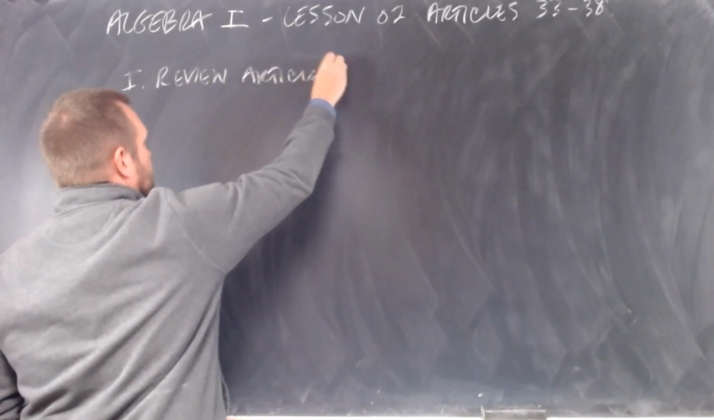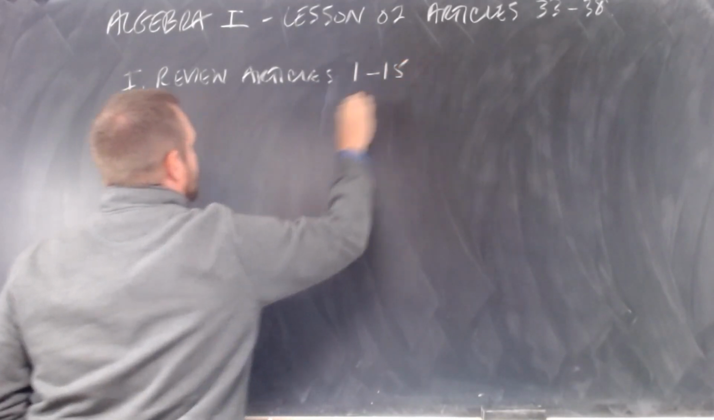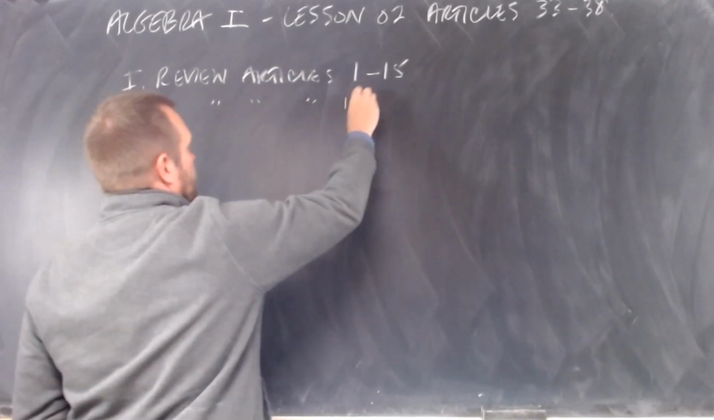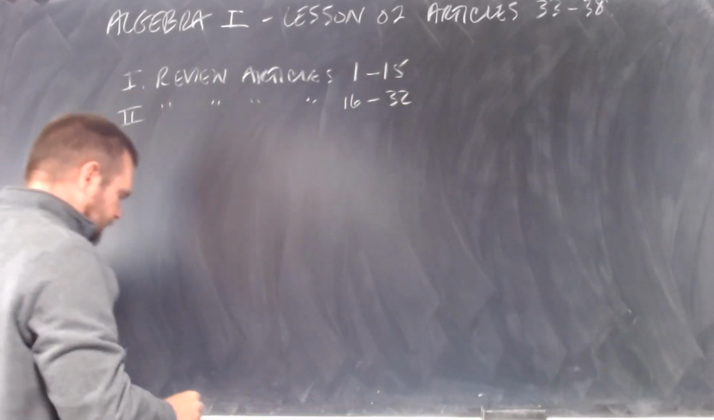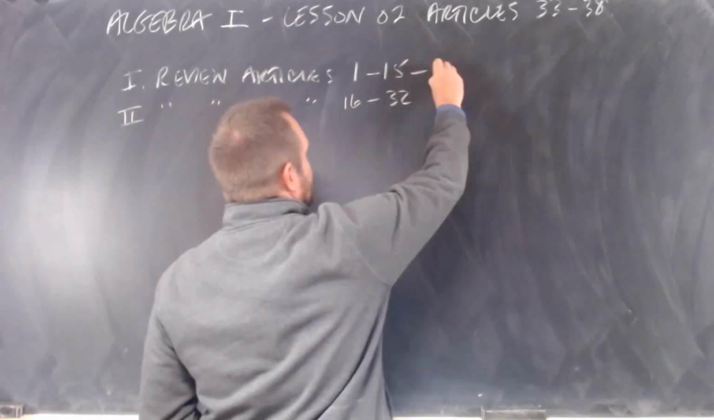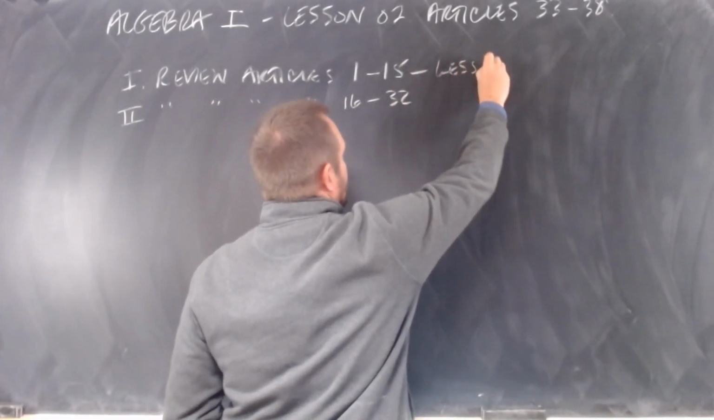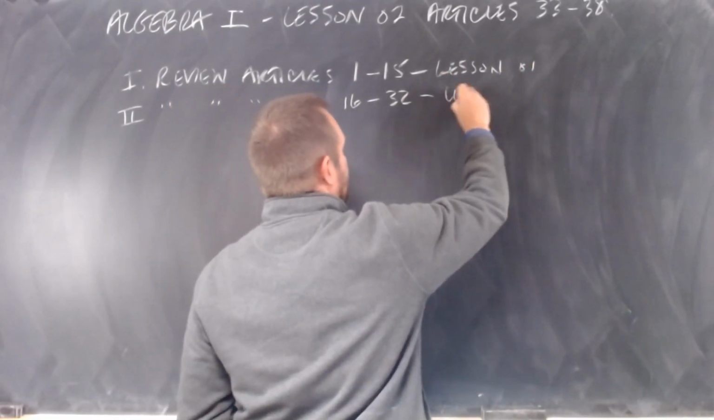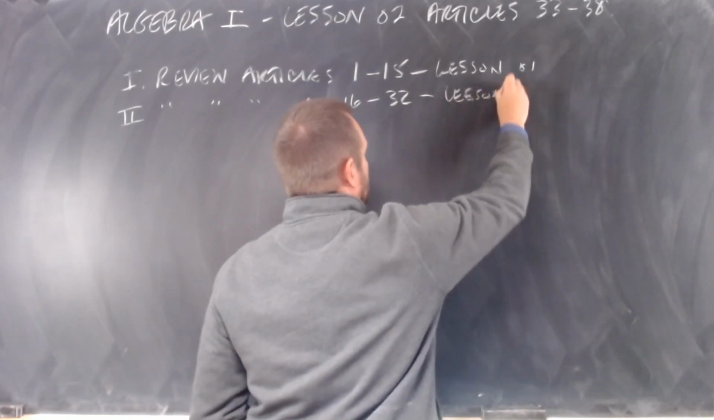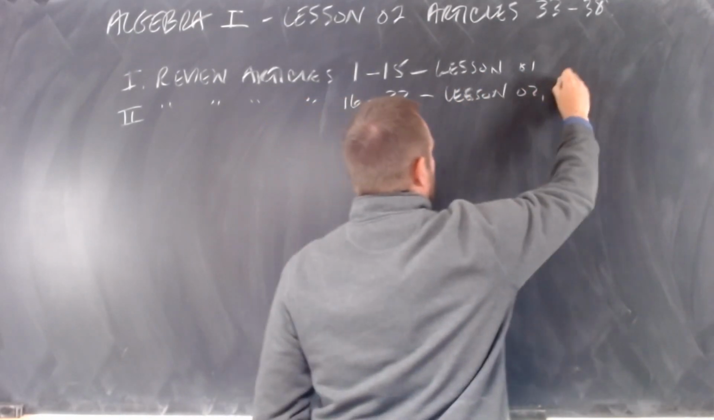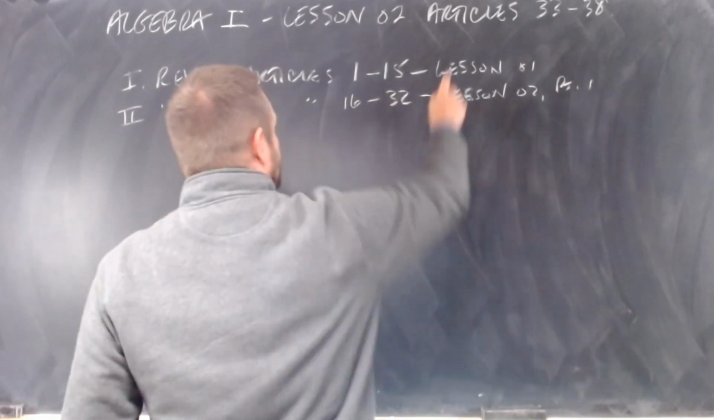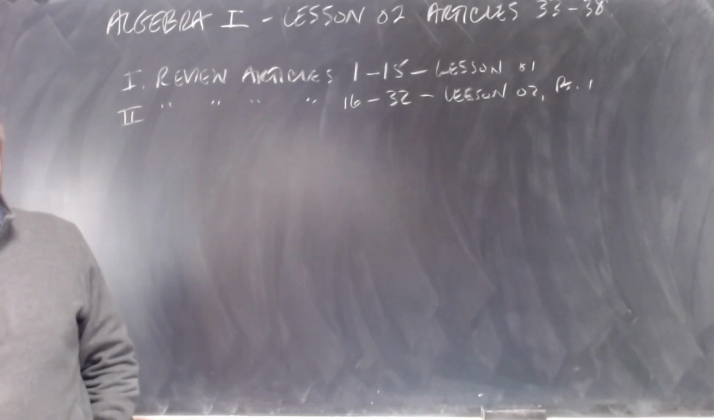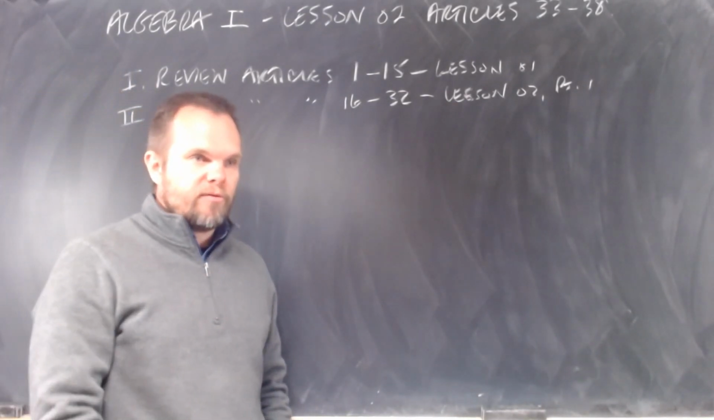Actually, what I'll do is let's review articles 1 to 15, and then we'll review articles 16 through 32, okay? Articles 1 to 15 is lesson 1. That's why I wrote it separate. And articles 16 through 32 is the first part of lesson 2. This lesson that we do today is going to be part 2 of lesson 2. All right? Make sure you're taking notes. That's your proof of study.